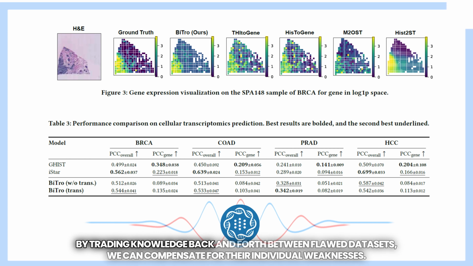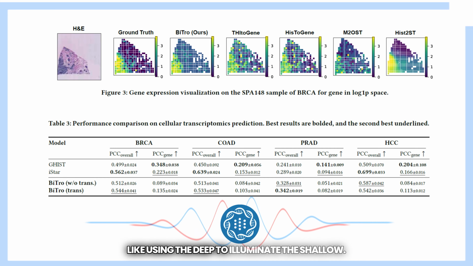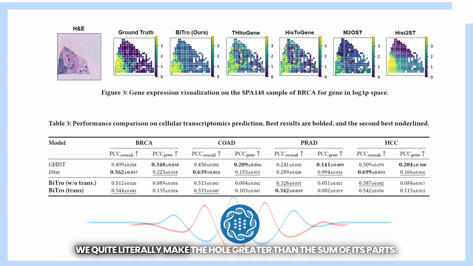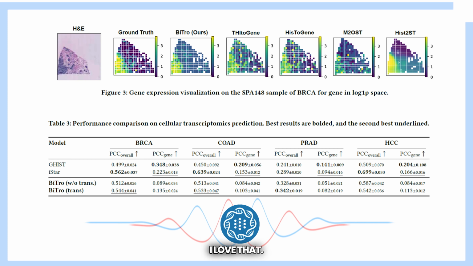By trading knowledge back and forth between flawed data sets, we can compensate for their individual weaknesses. Like using the deep to illuminate the shallow. Exactly. And the mapped to organize the messy, we quite literally make the whole greater than the sum of its parts. I love that. A smarter way to connect.